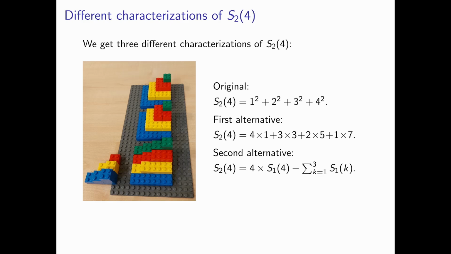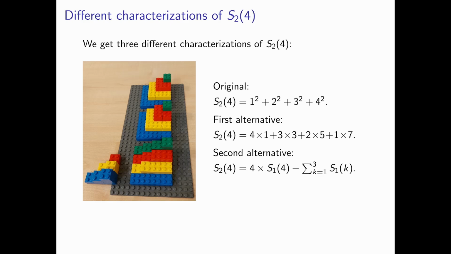So let's take that again and talk about what these numbers represent. So first, in green, we had 1 stack of height 4. Then in red, we had 3 stacks of height 3. Then in yellow, we got 5 stacks of height 2. And then finally, in blue, we got 7 stacks of height 1. Apart from the first alternative view of s sub 2 of 4, we also built the pyramid using the second alternative method, where we instead began by placing 4 copies of s sub 1 of 4, after which we removed first s sub 1 of 1 from the red part, then s sub 1 of 2 from the yellow part, and then finally s sub 1 of 3 from the blue part.